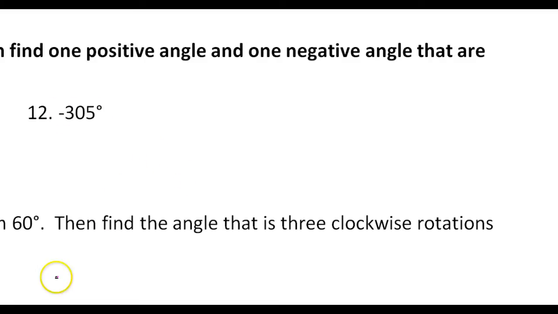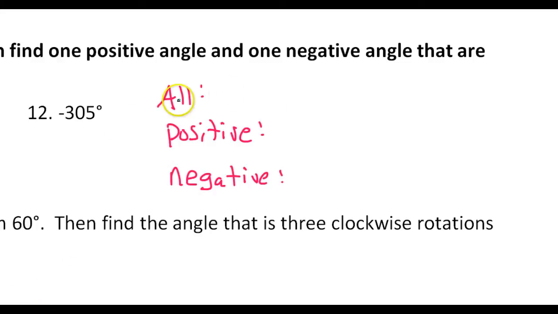We'll do this last one without drawing a picture. If we want an expression for all of the coterminal angles, we can go negative 305 degrees plus or minus 360 degrees n times, where n is a whole number.